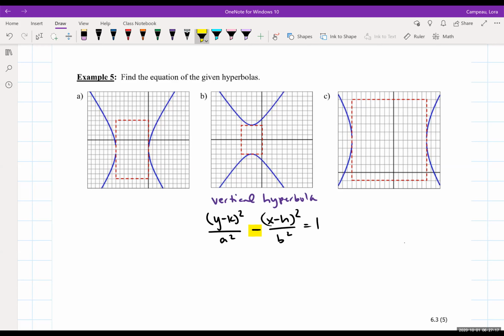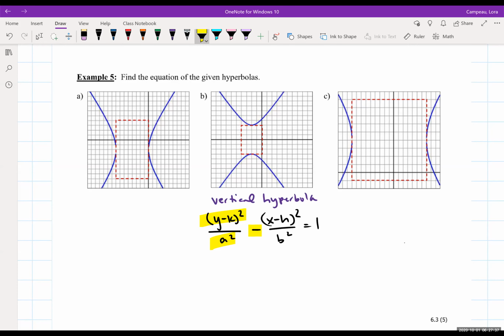So notice that the y minus k squared is the positive term, so automatically that means that the a squared is right underneath it. The size of a squared has no effect. I have to repeat that. Just a little different than ellipses, so there's a big caution there.